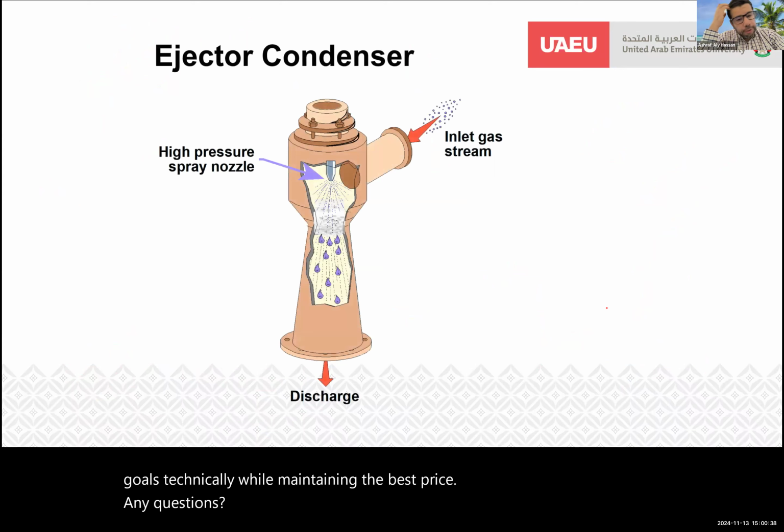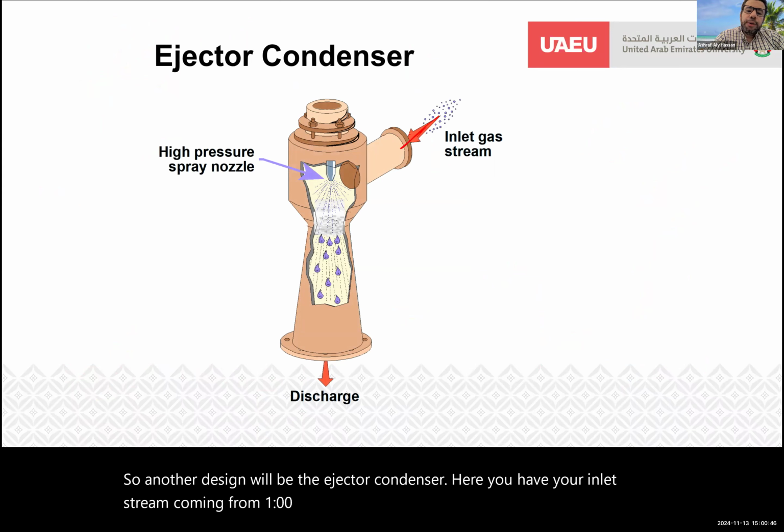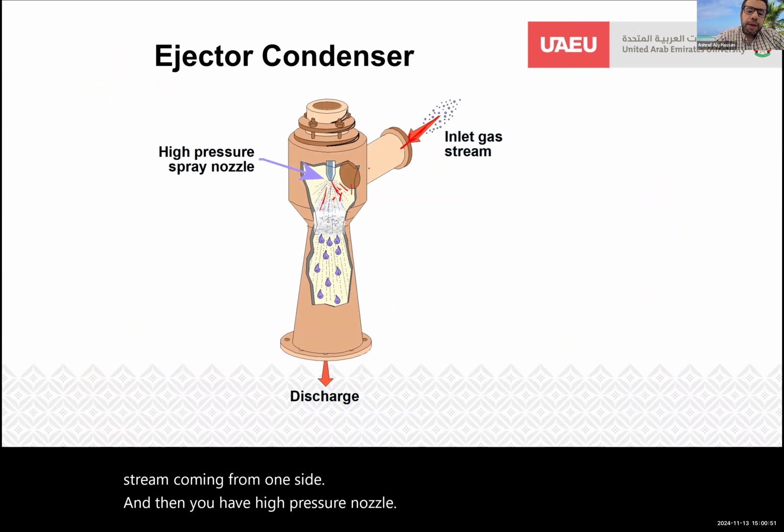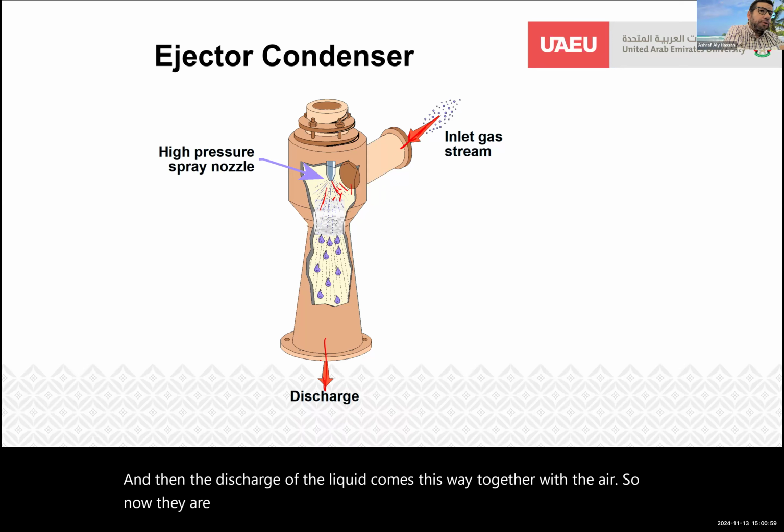So another design will be the ejector condenser. Here you have your inlet stream coming from one side, and then you have high pressure nozzle, and then the discharge of the liquid comes this way together with the air. So now they are going co-current versus counter-current. Just another design.